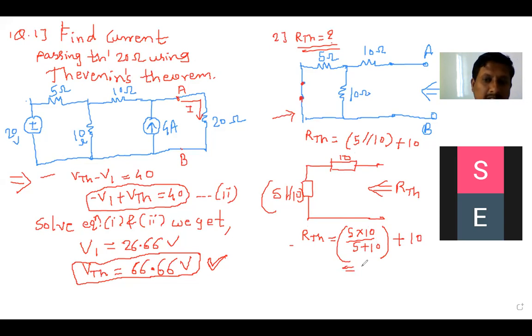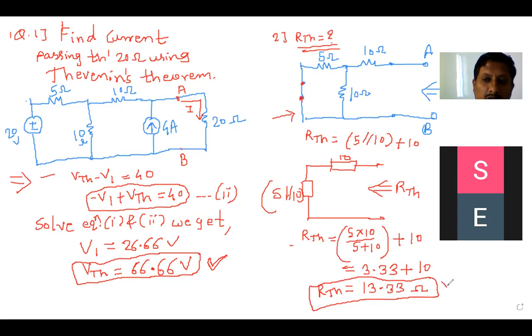50 divided by 15 means 3.33, right? Plus 10. So it will give 13.33. Sorry, what is the unit of RTH? Ohm. Yes, it is ohm. RTH we got now.